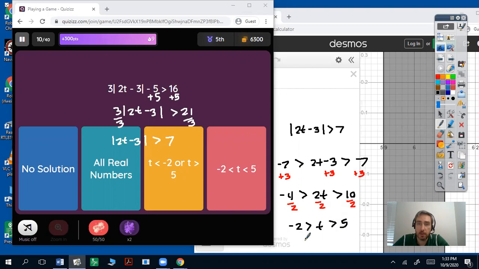So that means t is less than negative 2 because we flip that around. And then we say t is greater than 5. So we say or t is greater than 5. So it's not the one where it's between, it's where they're separated in different directions. And again, I'll back that up with a graph here.